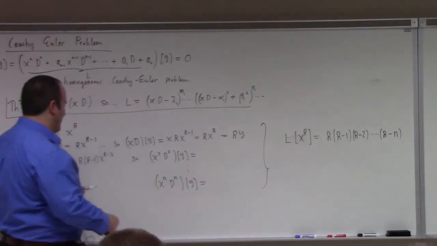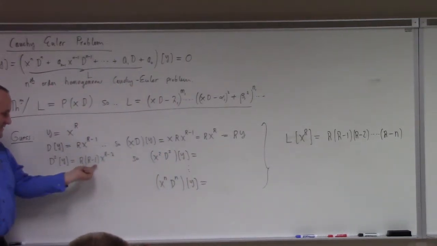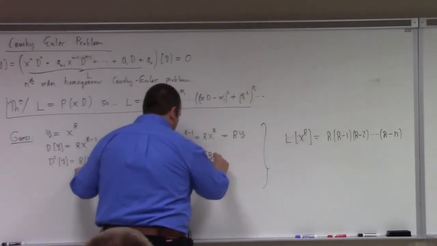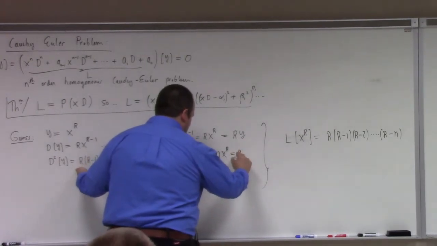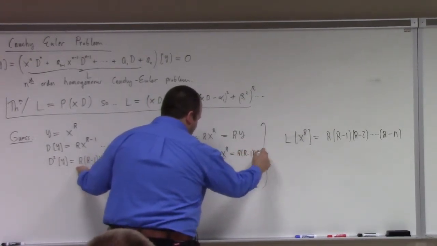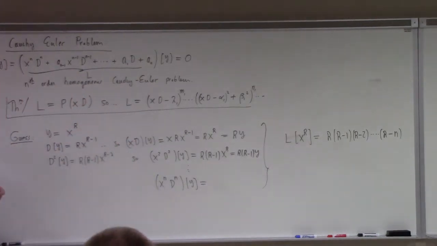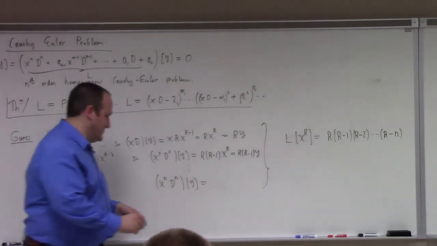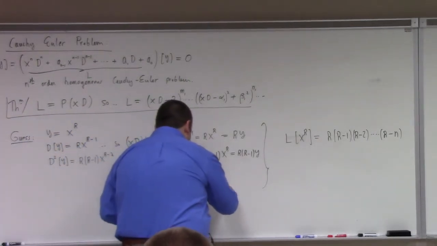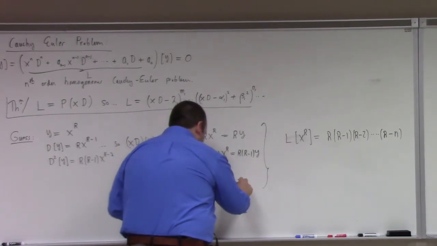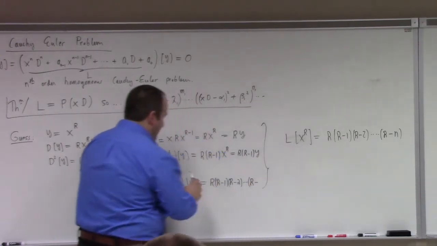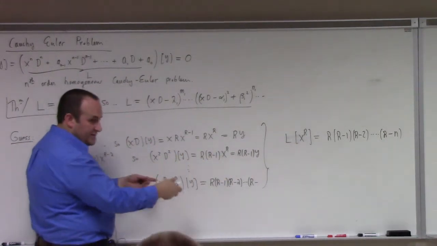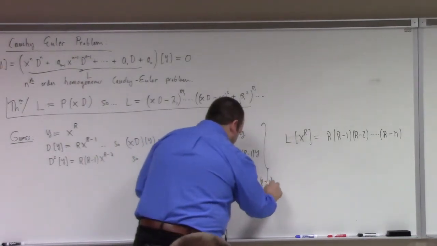Come on. Look, this is what I get for skipping a step. We get r times r minus 1 x to the r, so that's r times r minus 1 times y. It's much worse than just r to the n. It's r times r minus 1 times r minus 2, and so forth until we get to r minus, if we're going to the nth, n minus 1. That's what we have here.